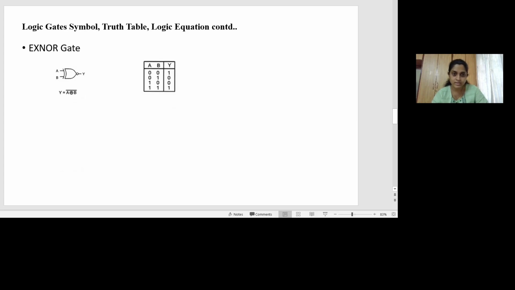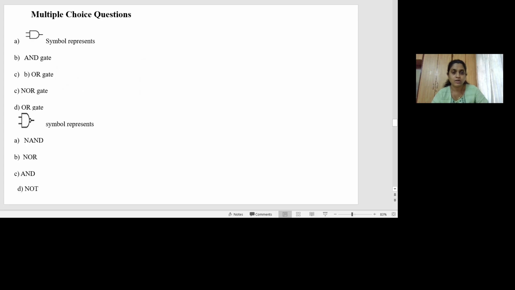The last gate is the XNOR gate, where the XNOR gate is the combination of XOR and NOT gate. The truth table tells that the output of XNOR is high only when both the inputs have the same value. So after going through this session, now let's go for the multiple choice questions.